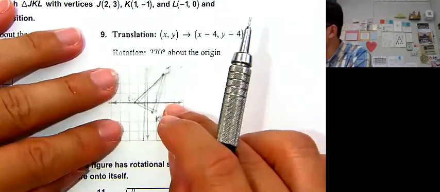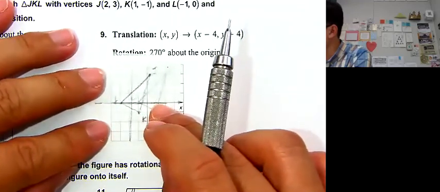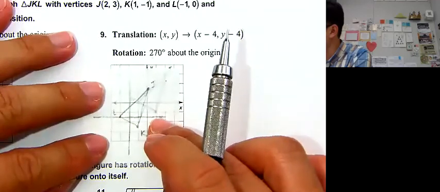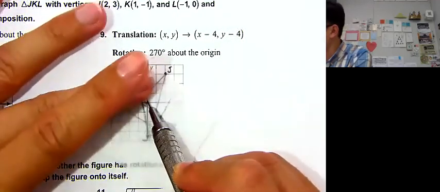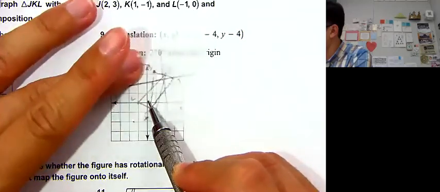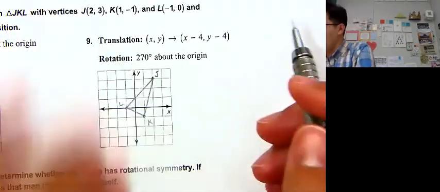All right. Yeah, I think I did that right. Let's just double check. 1, 2, 3, 4. 1, 2, 3, 4. Hold it at the origin. Rotate it. Yeah, okay.